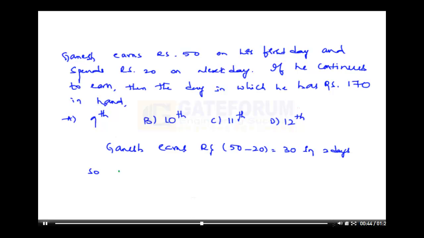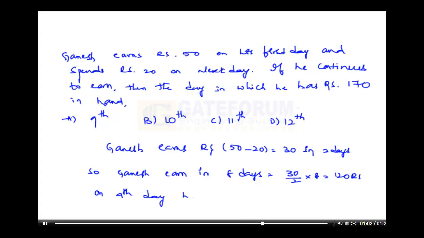So Ganesh will have in 8 days 30 by 2 into 8, nothing but 120 rupees. On the 9th day, he will earn another 50 rupees. So on the 9th day he will have rupees 120 already and another 50 earning, nothing but rupees 170. So on the 9th day, Ganesh is going to have rupees 170 in his hand and the option is A.